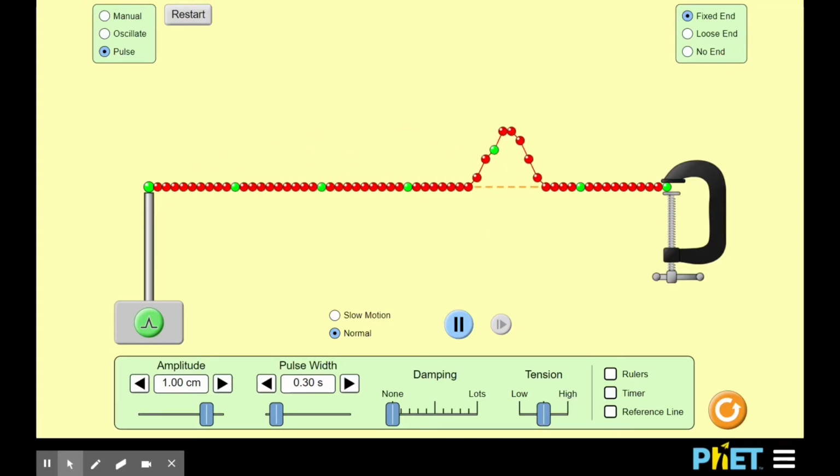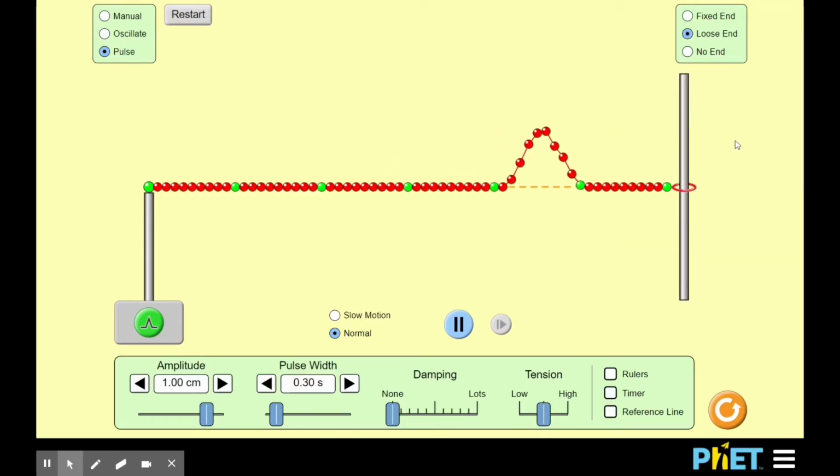All right, so one thing to notice is that this end over here with a clamp is a fixed end. And what that fixed end means is that it won't vibrate up and down as the wave hits it. So to give you what conversely looks like, a loose end is allowed to vibrate up and down as the wave hits it.